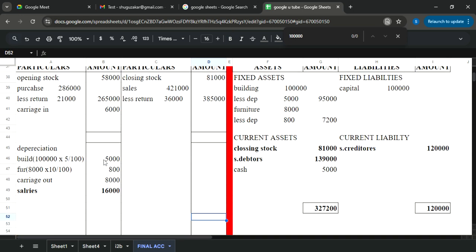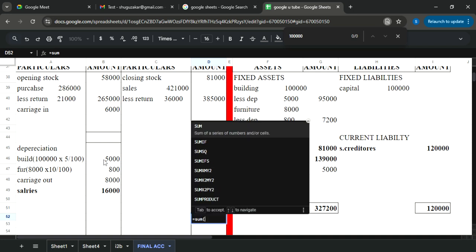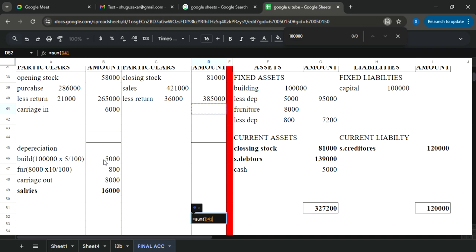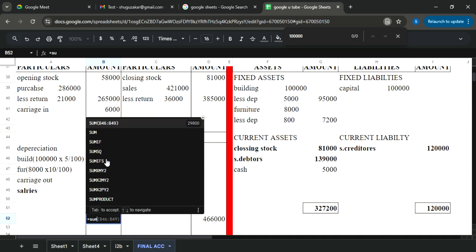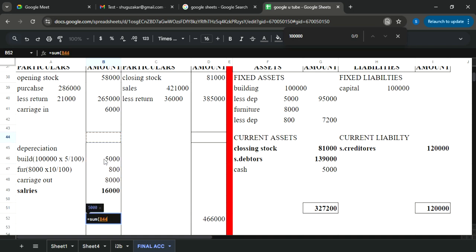We will follow the steps. First, we will take sum of both sides, and here there are two amounts present at the credit side. Sum of credit side 466. In a similar way, now you will take sum of debit side. Here you can see there are three amounts. First step completed, sum of both sides. Larger sum is 466,000, and larger sum would be written on total of both sides. So we have written it on debit and credit side.